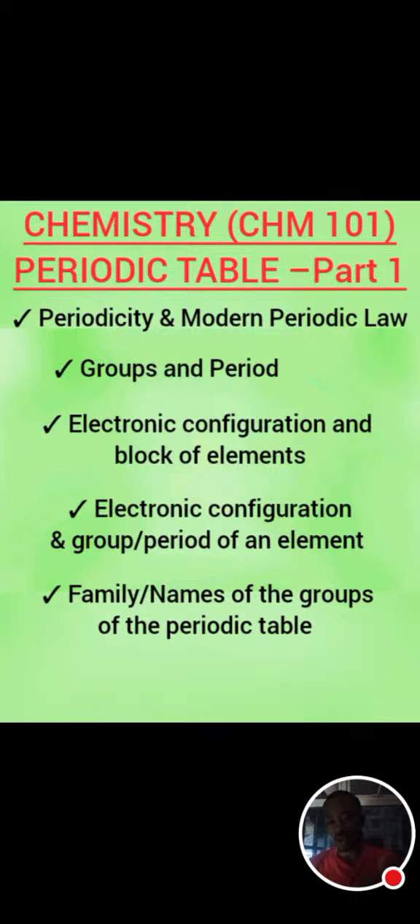Now we went ahead to also talk about the groups and period, that groups are the vertical arrangement, and they give us information about the number of electrons in the outermost shell of an element. Now we'll talk about period, the horizontal arrangement, the rows. And we'll say that the period gives us information about the number of shells that an element has.